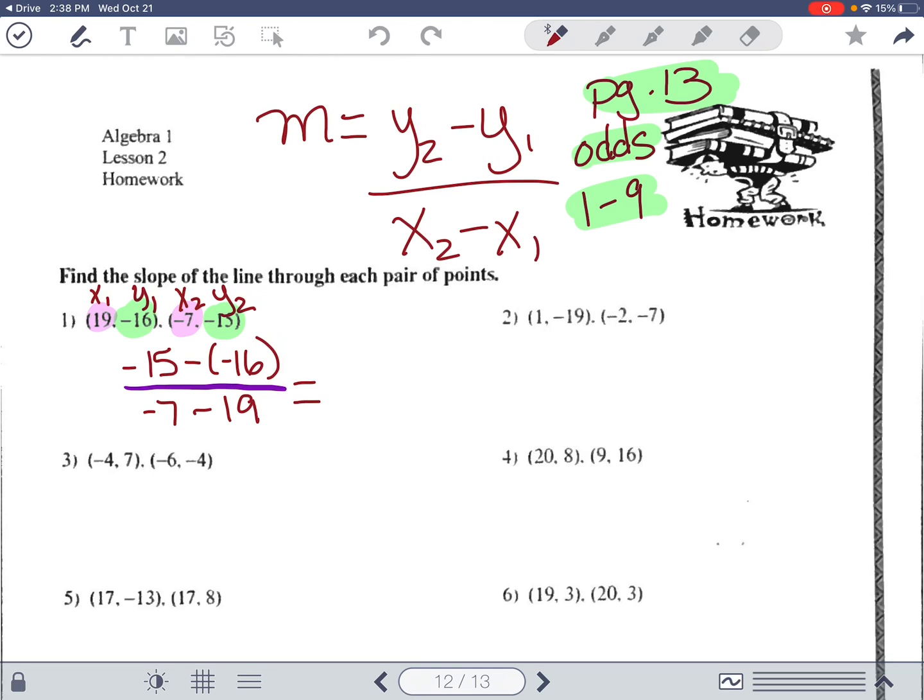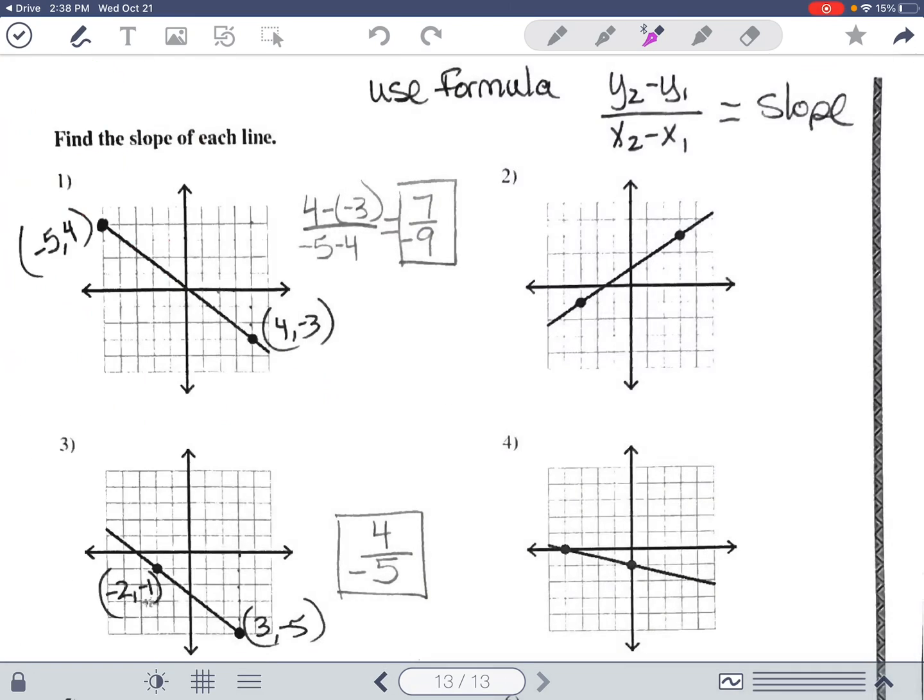Now we do our calculations. And let's see what we get here. Negative 15 plus a positive 16 is a positive 1, divided by negative 7 minus 19, which is negative 26, I believe. Yes. So that is the slope of the line that goes through those 2 points. So you have to calculate the rest. Okay? And I'll put up the key.